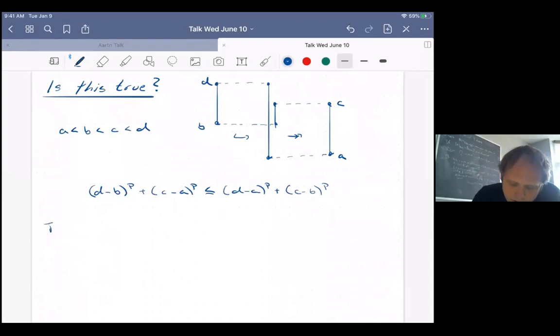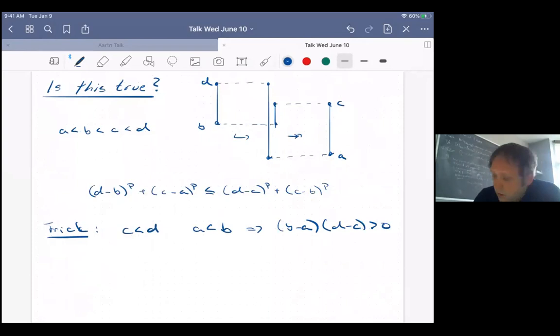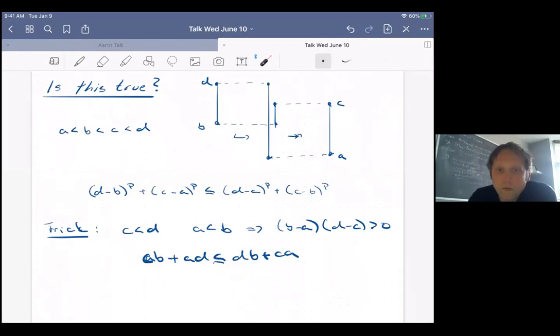So the trick is to notice that since C is less than D and A is less than B, this implies that B minus A and D minus C are bigger than zero. And if you multiply this out, what you get is essentially the cross terms: AC plus BD is less than or equal to BC plus AD, right? These are exactly the cross terms one gets when you multiply this out for p equals two. So if you set p equals two and expand this out, the cross terms you get are exactly this. So this observation essentially just proves this.